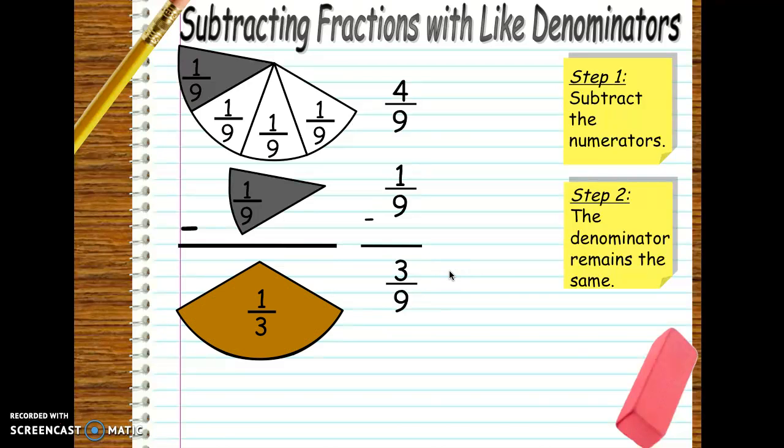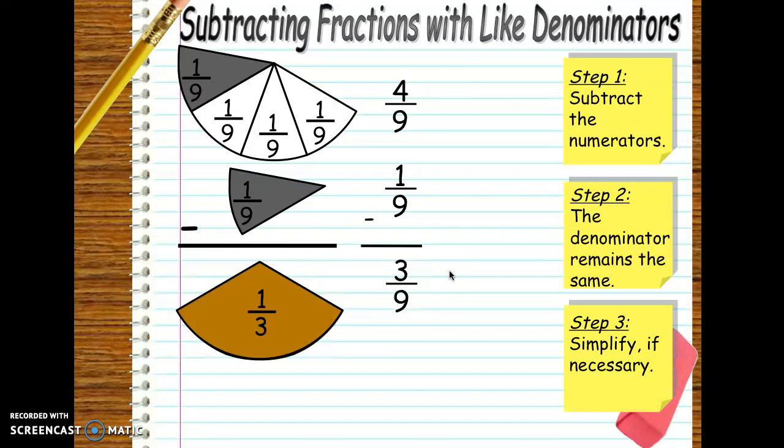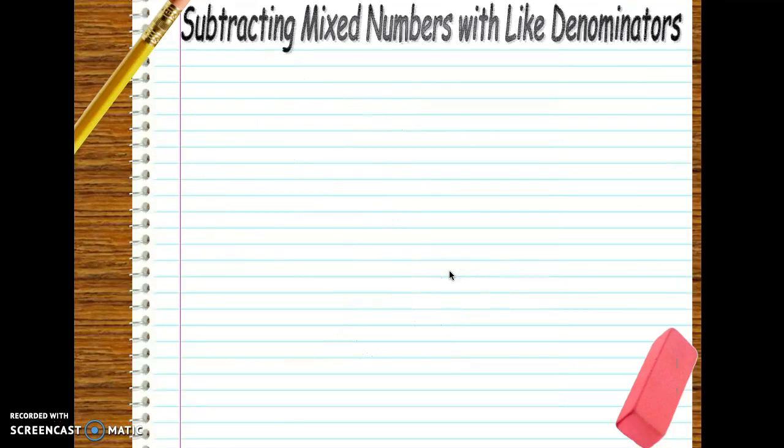3/9 can actually be simplified into 1/3. And how we do this, simplifying fractions, is we find that greatest common factor between 3 and 9. The greatest common factor between 3 and 9 is 3. So then we're going to take 3, divide it from our numerator and our denominator to simplify our fraction into 1/3. Easy enough? All right, so let's try another problem here.